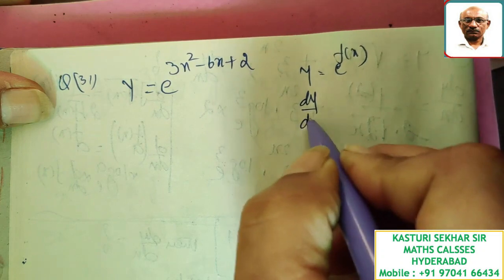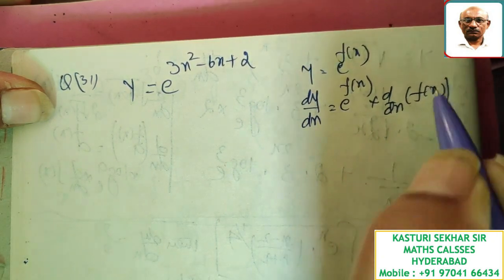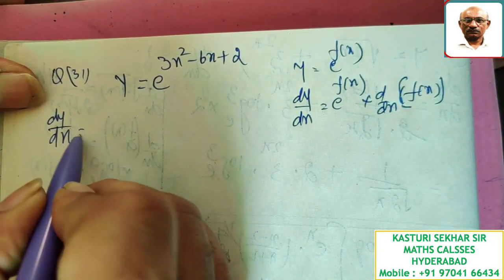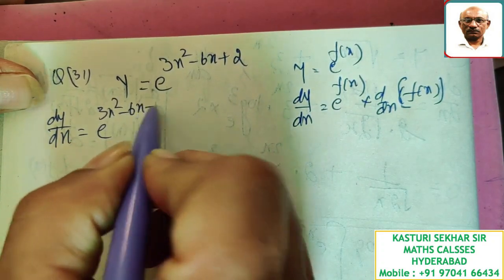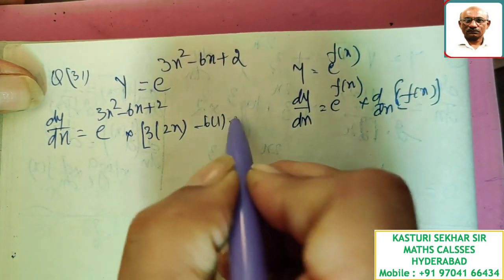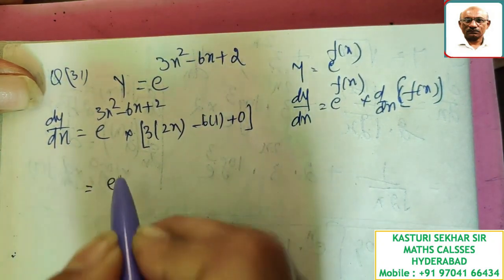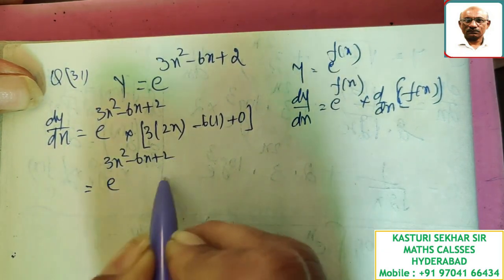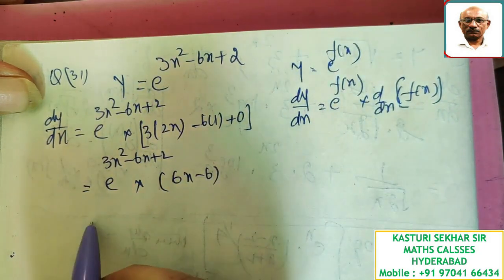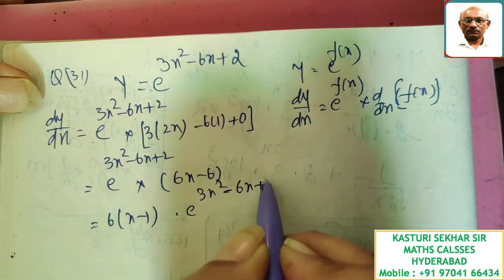The derivative of e power f of x is e power f of x into the derivative of f of x. So dy upon dx is equal to e to the power 3x square minus 6x plus 2 into, three into x square derivative 2x, minus 6 into x derivative 1, plus constant derivative 0, which is 6x minus 6. So this is 6 into x minus 1 into e to the power 3x square minus 6x plus 2.